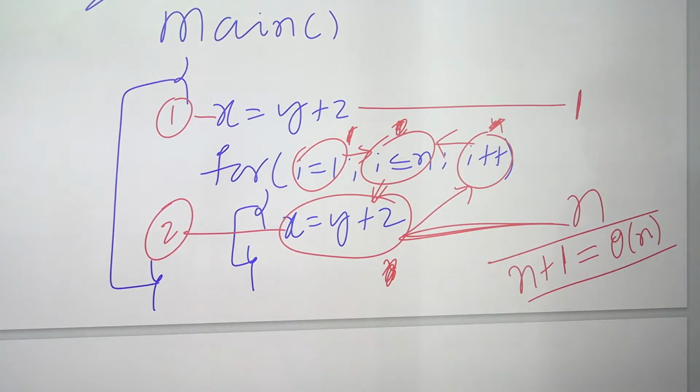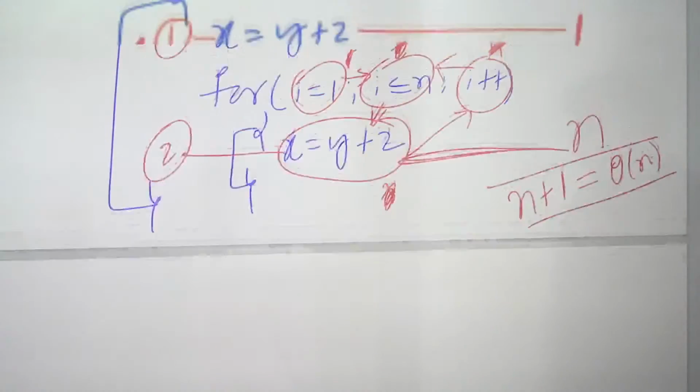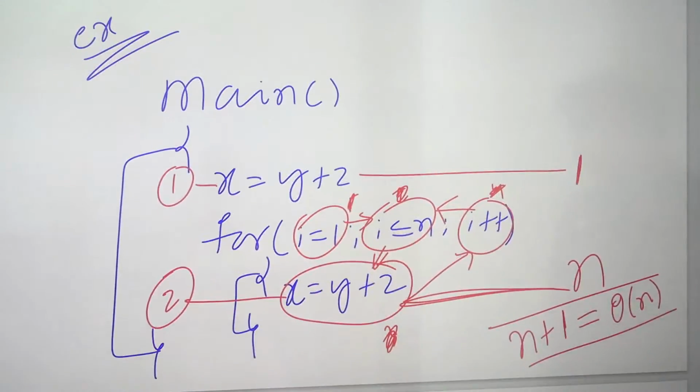If you want to find the time complexity of any program, the first thing to do is find the number of statements. The second thing is to find how many times each statement runs during execution. Statement 1 executes one time only because it is not part of the loop. Statement 2 executes n times because it is part of the loop. So the total sum is n plus 1, and n is bigger. So the time complexity of this program is theta of n.